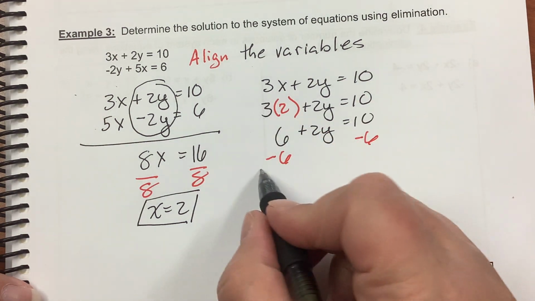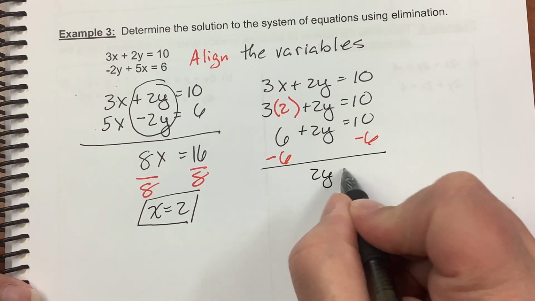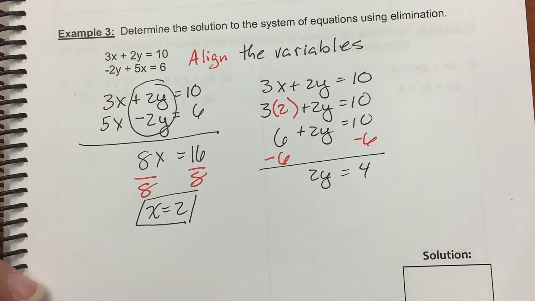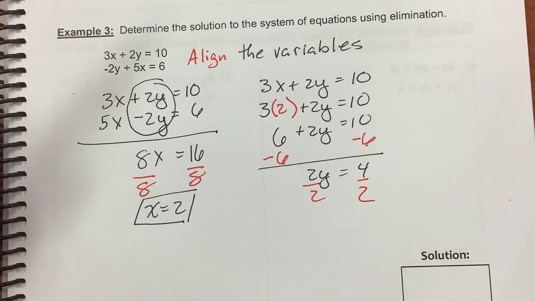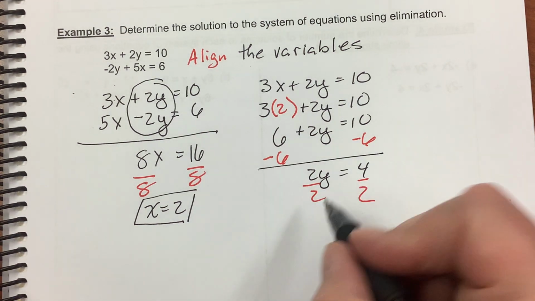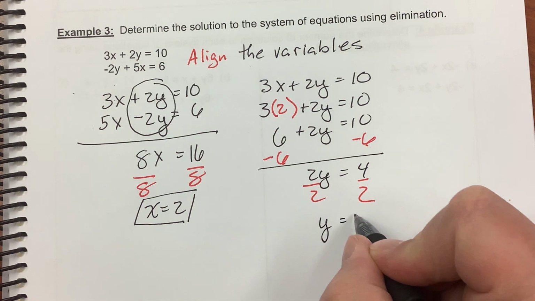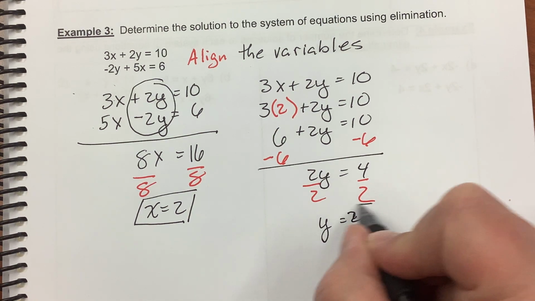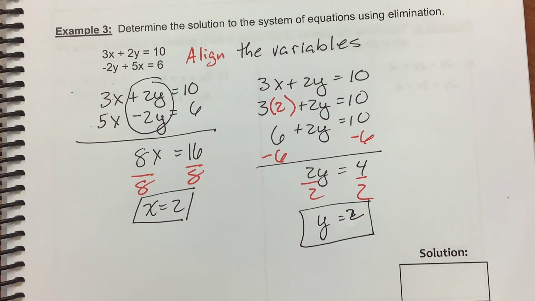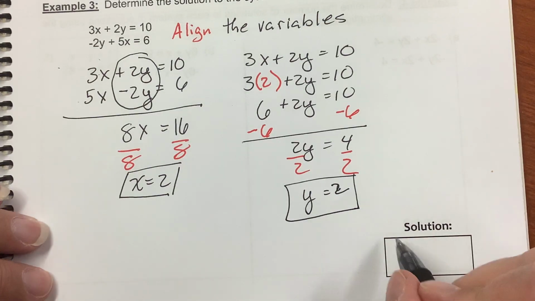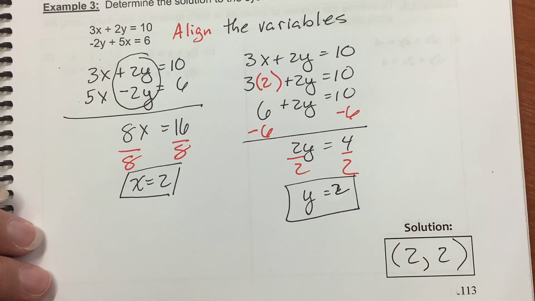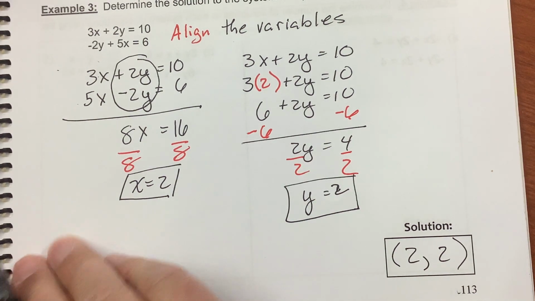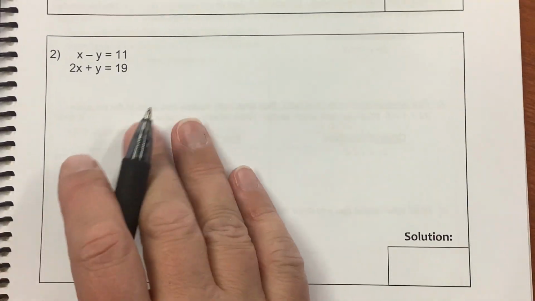2y equals 4. Divide both sides by 2. Boy, this is getting long. Divide both sides by 2. And y equals 2. Hey, look at that. Isn't that nice? X equals 2 and y equals 2. That makes my solution a little easier. And have the same numbers, the order isn't going to matter. All right. Let's take a look on the top of the next page.